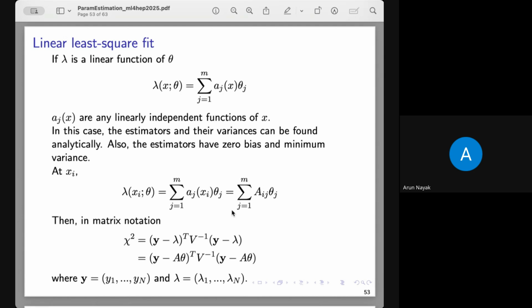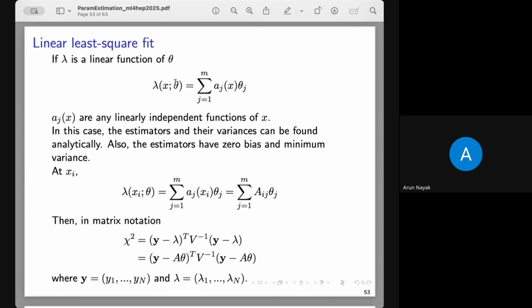Now consider a special case. Suppose lambda is a linear function of theta. That means we can write lambda as the sum of aj of x times theta j, where aj are linearly independent functions of x, and theta j are the parameters. In this case, you can find the estimators and their variances analytically, and the estimators have zero bias and also minimum variance.